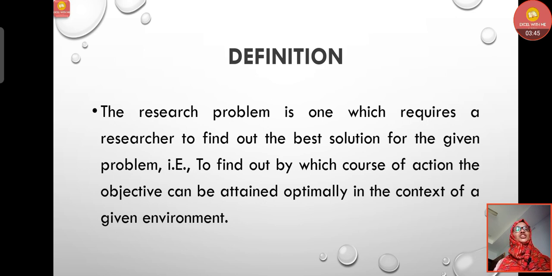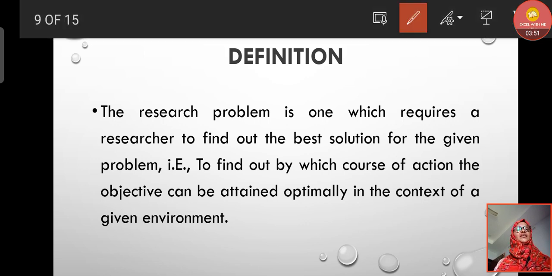Now, let's see the definition here. The research problem is one which requires, obviously, first, the researcher to find out the best solution for the given problem. That is, to find out by which course of action the objective can be attained optimally in the context of a given environment. This is the best definition we can remember.